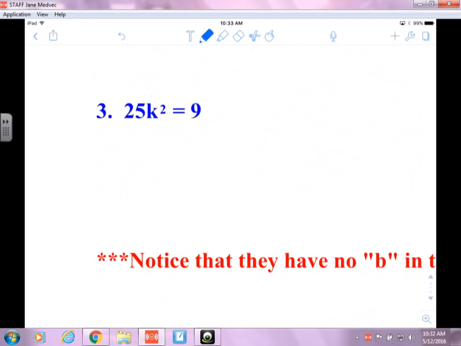I've got this one. What do I do here? I'm going to divide by 25. A lot of kids will want to subtract here. Notice what operation is between the 25 and the k squared.